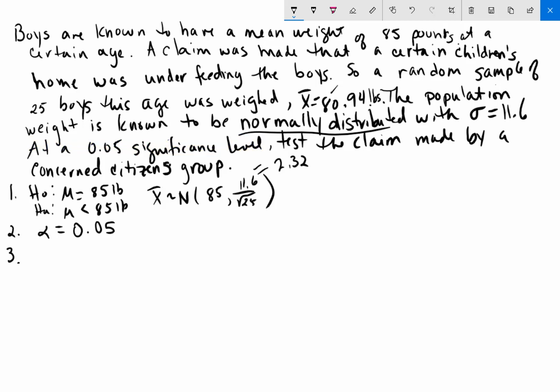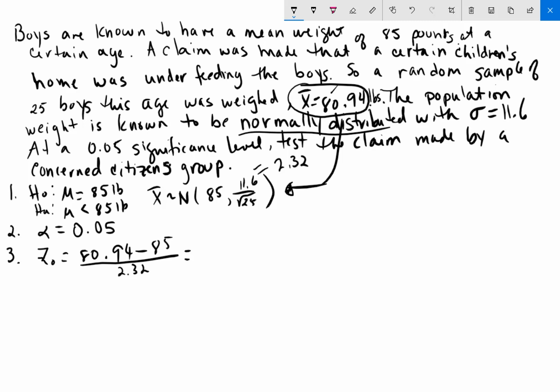So what we need to do is find how many standard deviations this sample weight is from the mean in this null hypothesis distribution. We know how to find that. We take that weight, subtract 85, and divide by the standard error, which is 2.32. We just figured that out. Generally, if this didn't come out perfect, I would just put it in the formula, 11.6 divided by the square root of 25, because I want to be as accurate as possible. So this is negative 1.75.